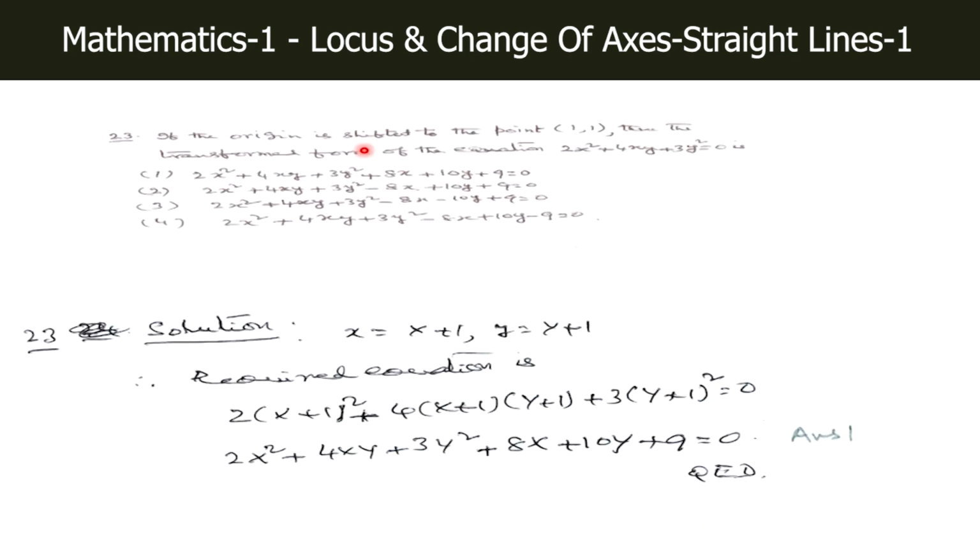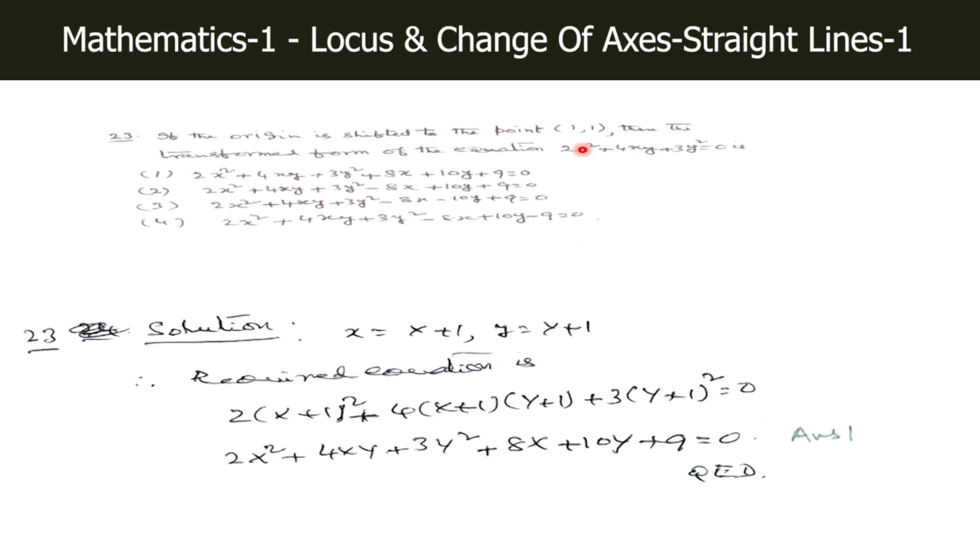23. If the origin is shifted to the point 1 comma 1, then the transformed form of the equation 2x square plus 4xy plus 3y square equal to 0. So, you are given 4 options. Now, we will find out which option is correct.